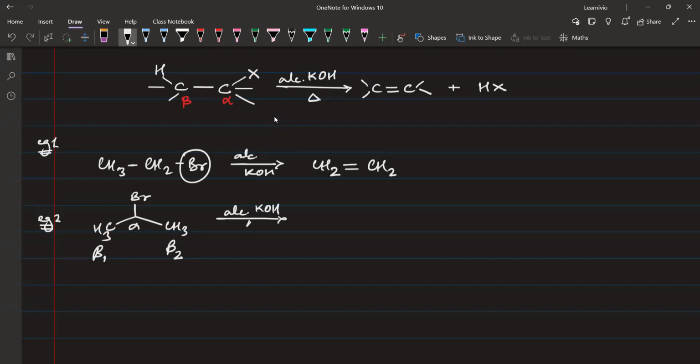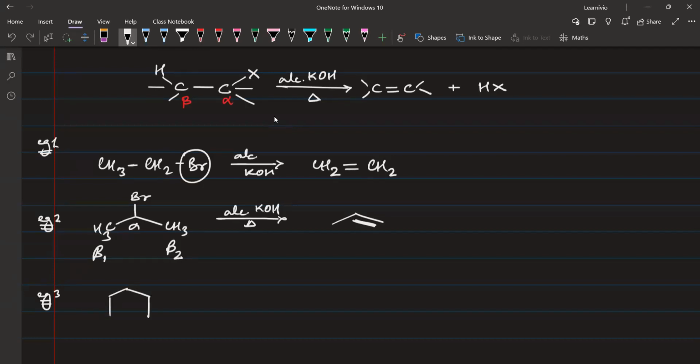Yes, sir. Both the beta carbons are same, so you can remove hydrogen from any one of them. Okay? Remove from any one of them, and you will get what? Propene. Make sense?